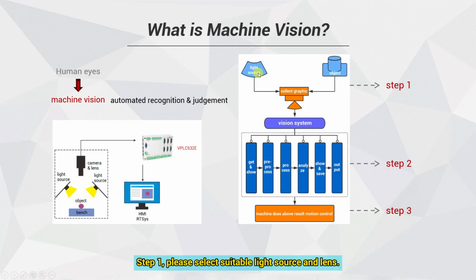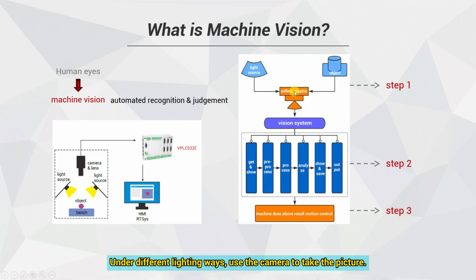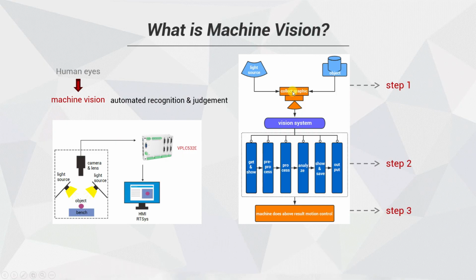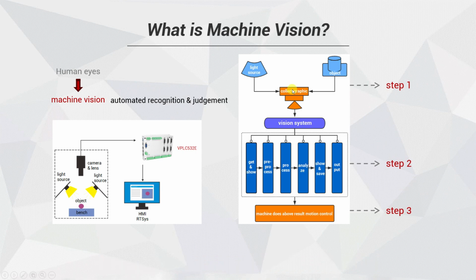Step 1. Please select suitable light source and lens. Under different lighting ways, use the camera to take the picture. And the graphic sensor of the camera will convert it to graphic signals. Step 2. Process and analyze the obtained graphic. Transfer it to controller at first.